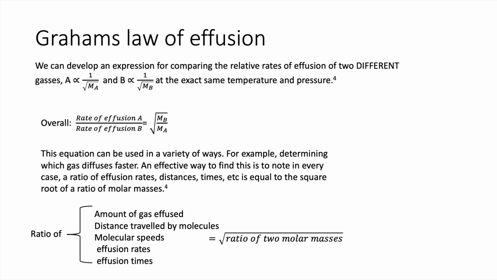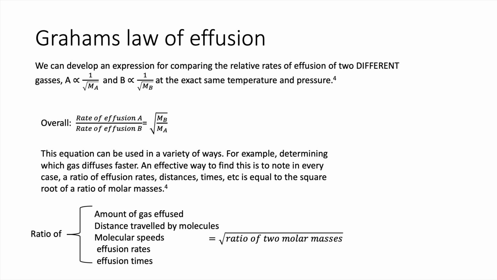We can develop an expression for comparing the relative rates of effusion of two different gases. Let's just use gas 1 and gas 2 for this example. Gas 1's rate of effusion is equal to 1 over the square root of its molar mass, and the same with gas 2: gas 2's rate of effusion is equal to 1 over the square root of its molar mass. Keep in mind, this is only if they have the exact same temperature and pressure.